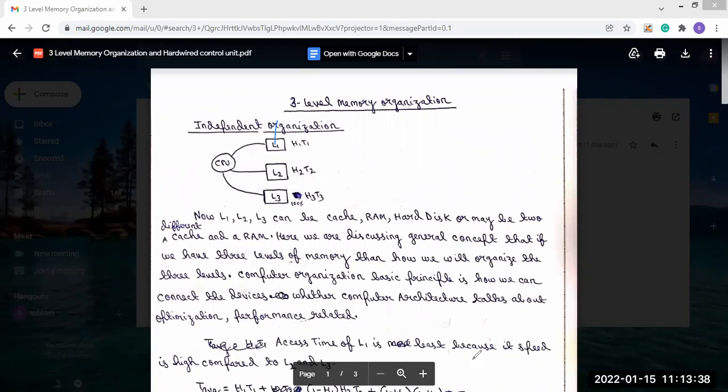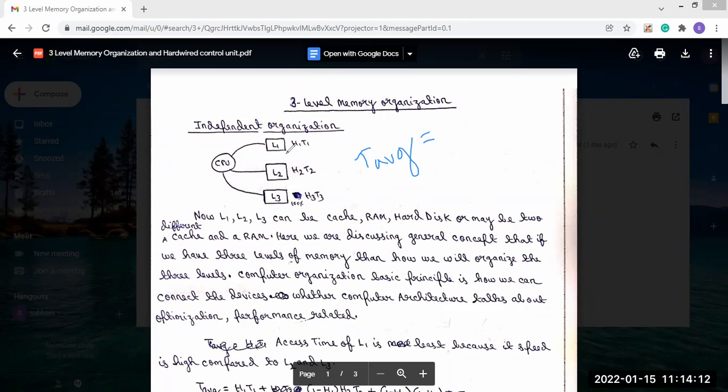The access time of L1 is the least because its speed is high compared to L2 and L3. Now we will prepare the T average, which we have seen for the 2-level organization. Here also, for this 3-level organization, we will consider how the T average time can be made.